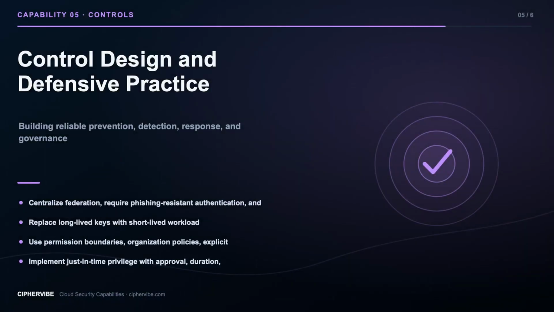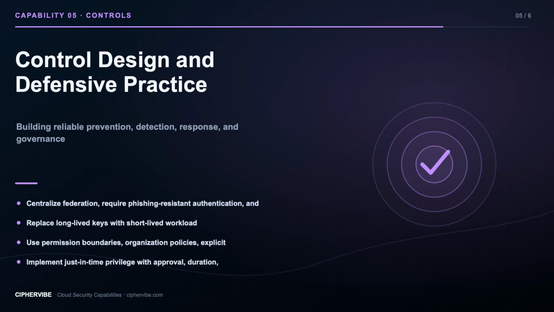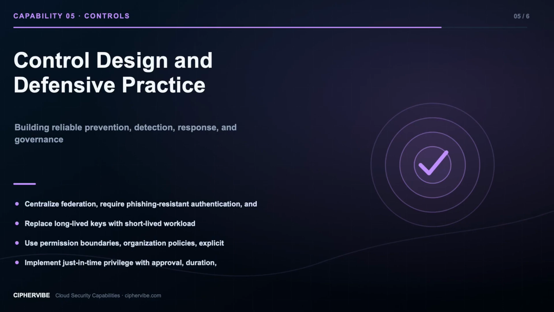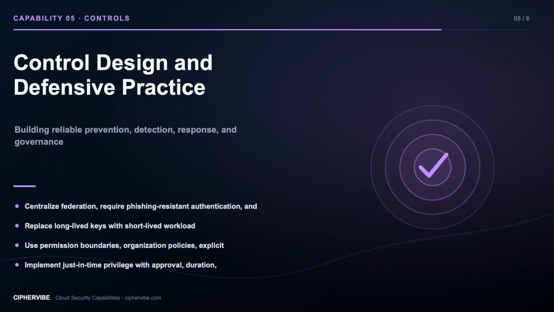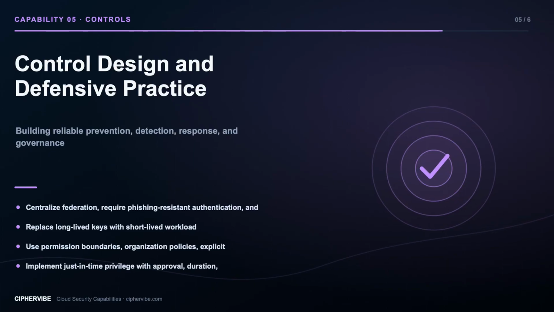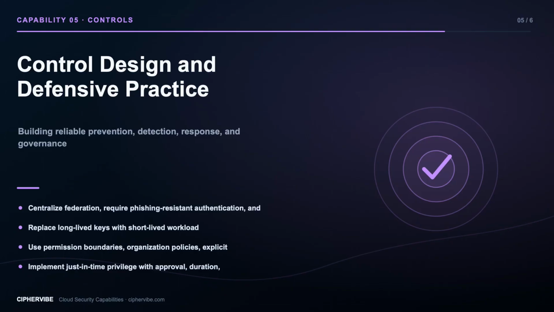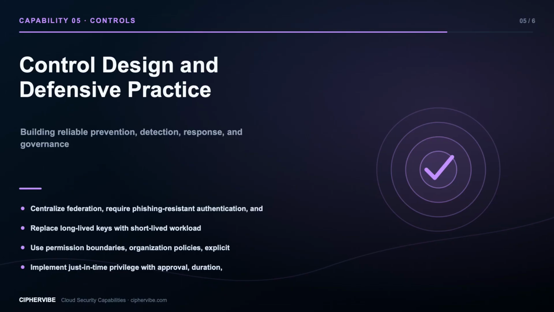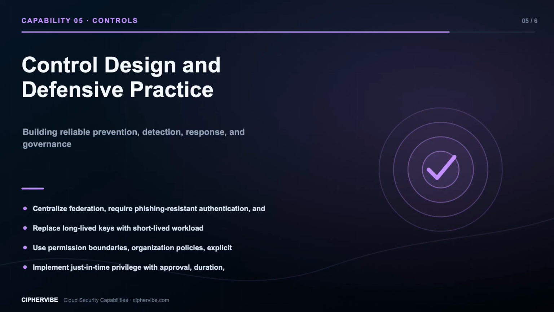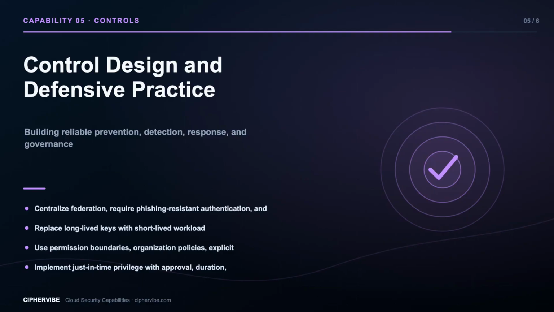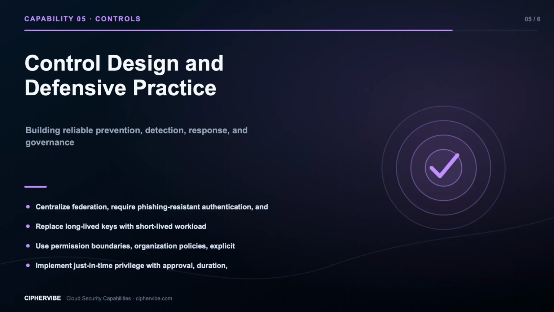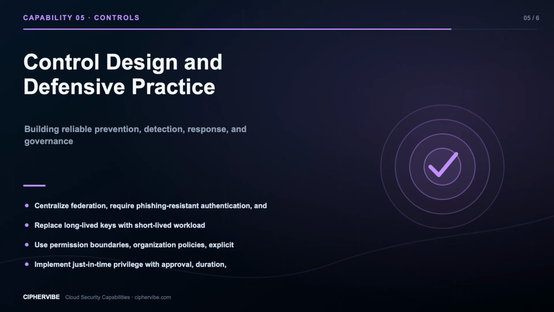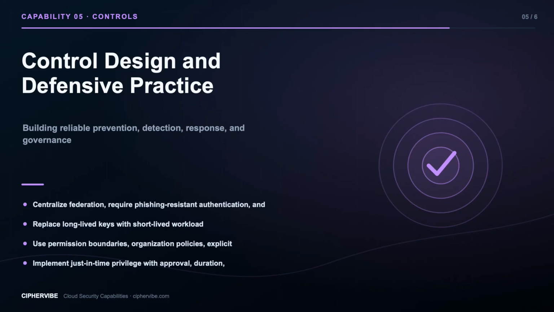A dependable cloud identity and entitlements program uses defense in depth. No single scanner, policy, gateway, or agent should be expected to carry the entire outcome. First, centralize federation, require phishing-resistant authentication, and minimize standalone cloud users. Second, replace long-lived keys with short-lived workload identities and bind trust to exact repositories, services, and environments.